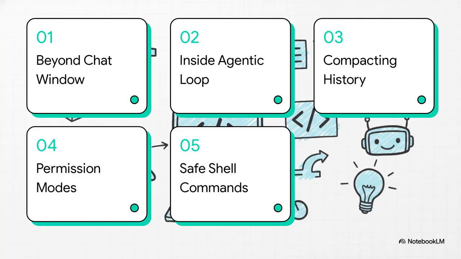Here's our structural roadmap for today. We'll start with Section 1, Beyond the Chat Window. Then Section 2, Inside the Agentic Loop. Section 3 is Compacting Conversation History. Section 4, Toggling Permission Modes. And finally, Section 5, Safe Shell Command Practices. Let's get right to it.